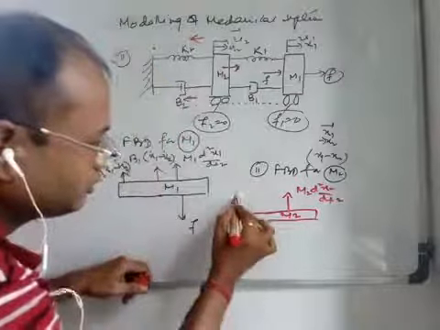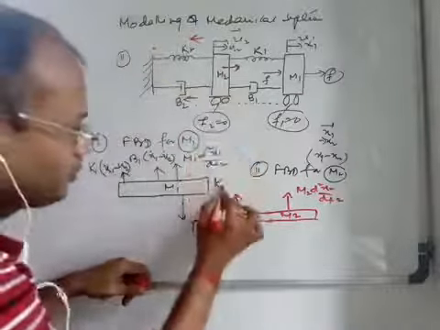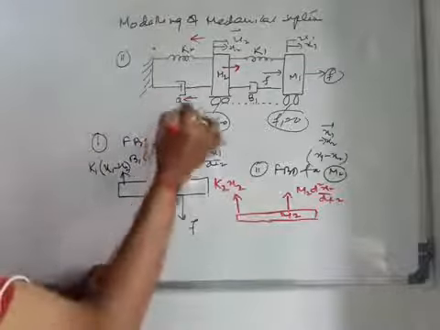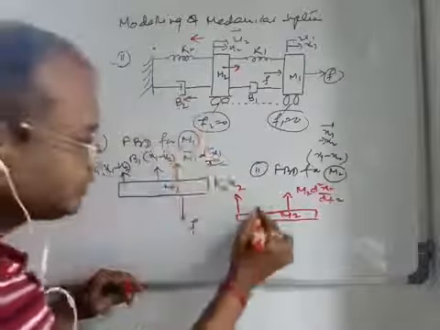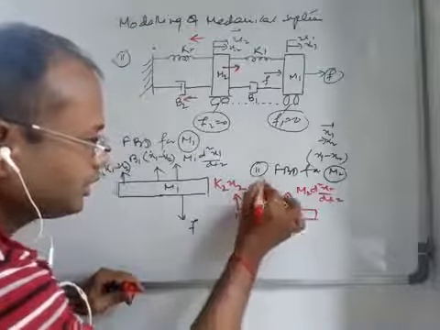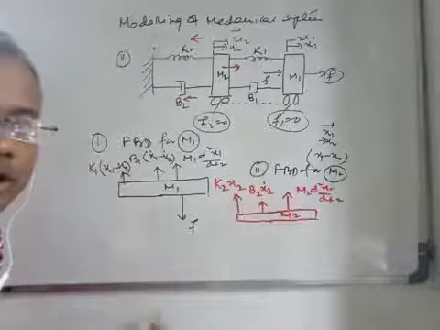So due to k2, you get k2 into x2. Similar to that, due to b2, what is the force? This is b2 x2 dot, right, or dx2/dt.